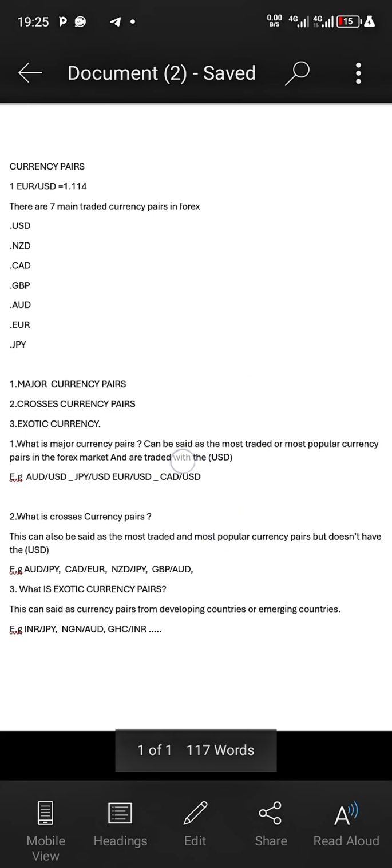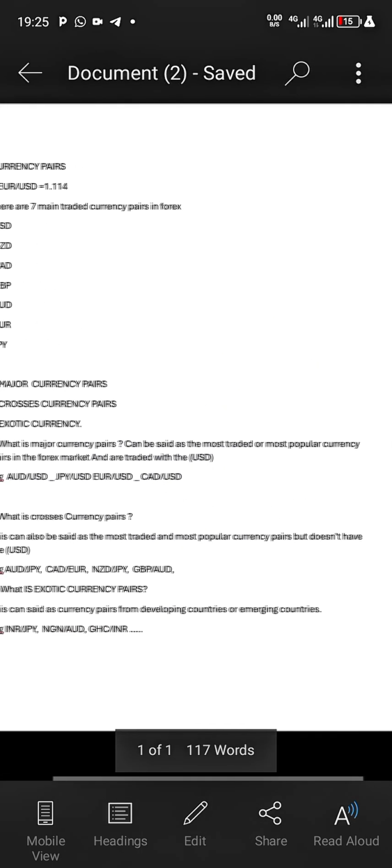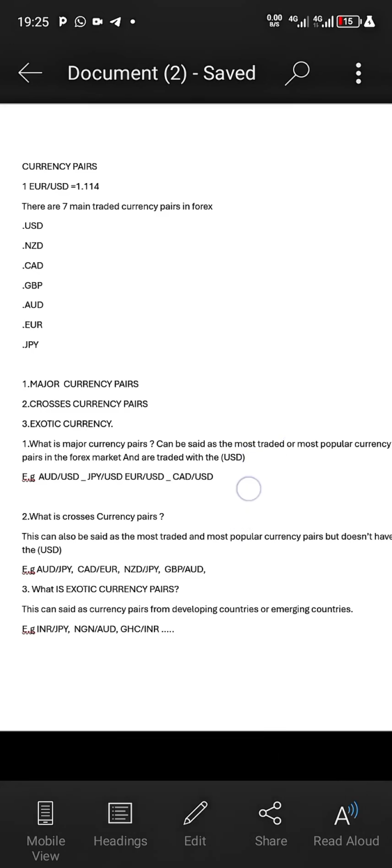So this will make traders go into this market, and the more they enter the market, the more the volatility will increase. So that's how you identify these currency pairs in the forex market.